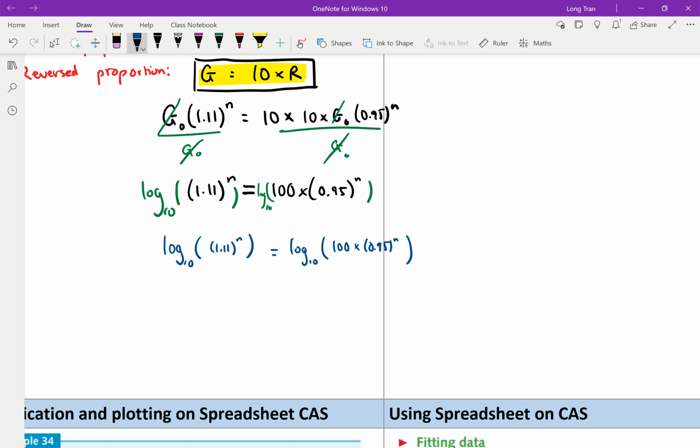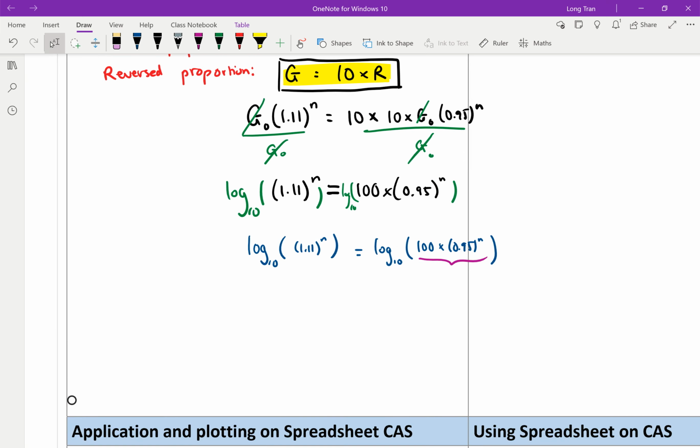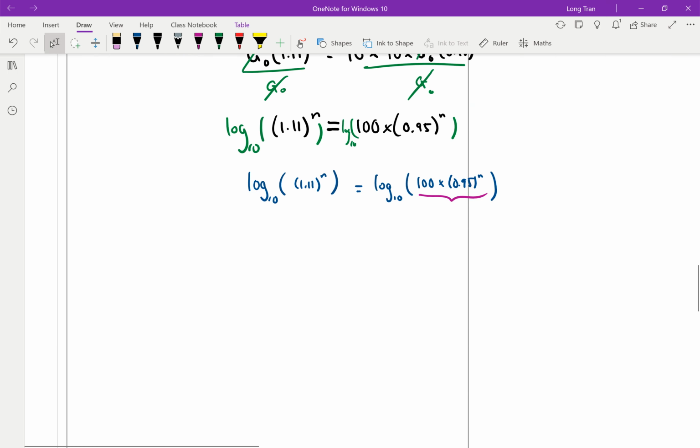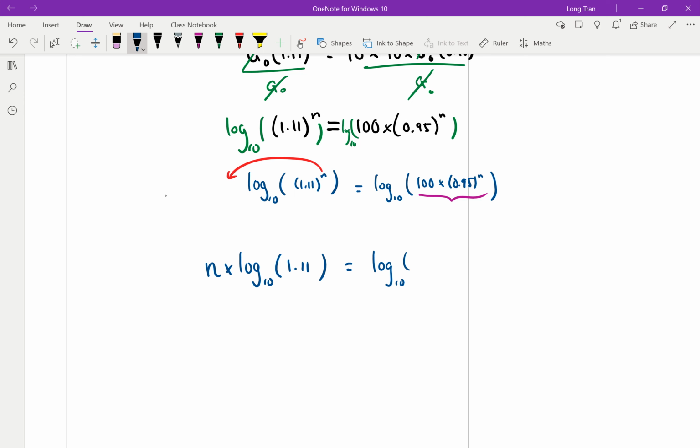Okay? And conveniently here we would probably need to separate these two terms because it's multiplying. We can separate those two terms. I'm probably going to need more space. I'm going to press enter. Here we go. So over here is fine. We can use rule number 3 and bring the n down. So this now becomes n times log base 10 of 1.11 is equal to, and over here if we split up the log, it's log 10 of 100 plus log 10 of 0.95 to the power of n.